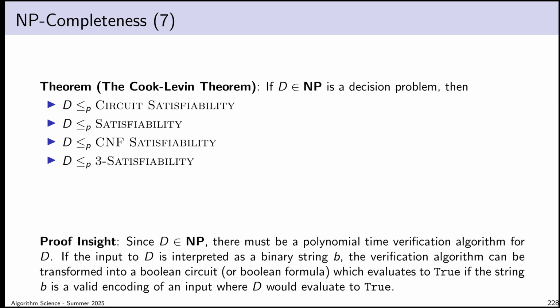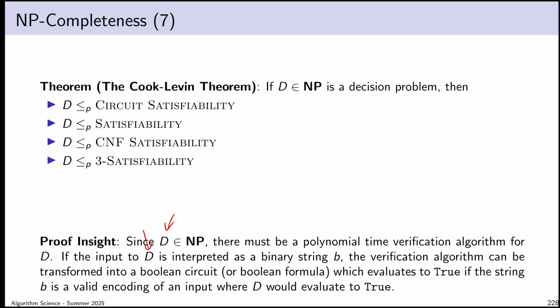But basically the idea is, if I consider a problem D which is in NP, then there must exist a polynomial time verification algorithm for D. If I then take an input to my problem D and represent it in binary, which we know we can do, because we implement algorithms on a computer that uses binary, then I take the input to my verification algorithm and represent that in binary.